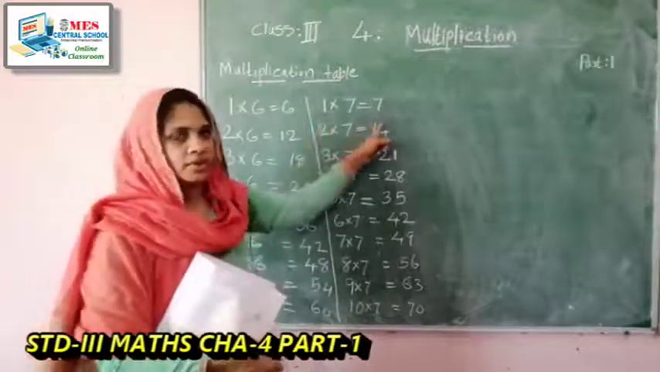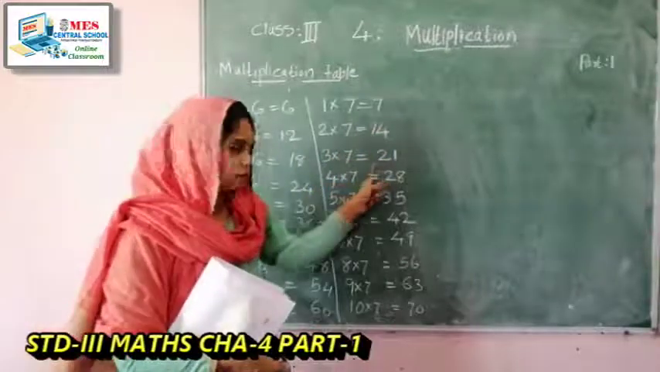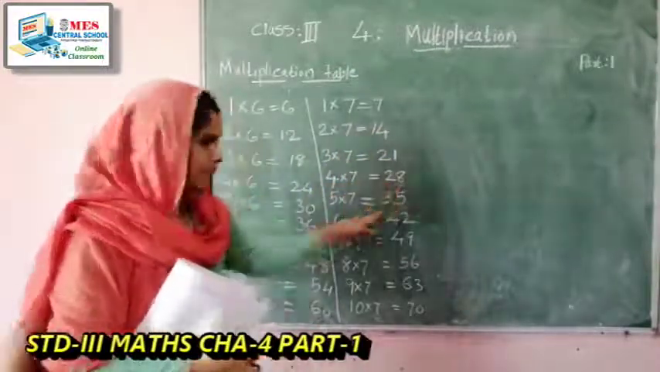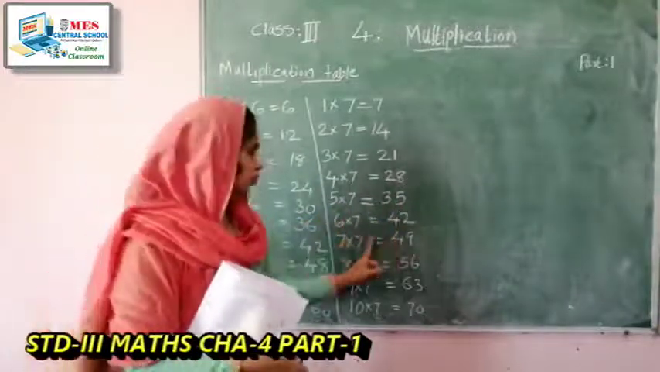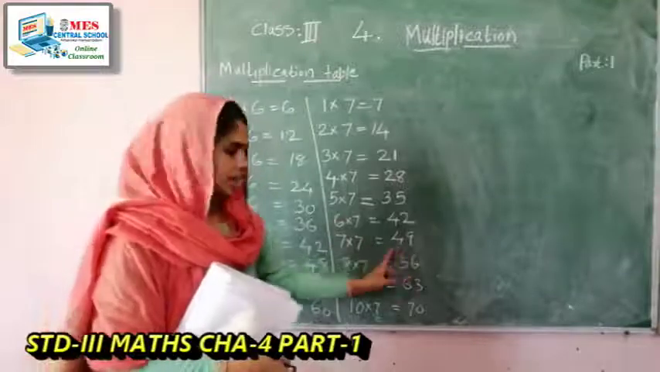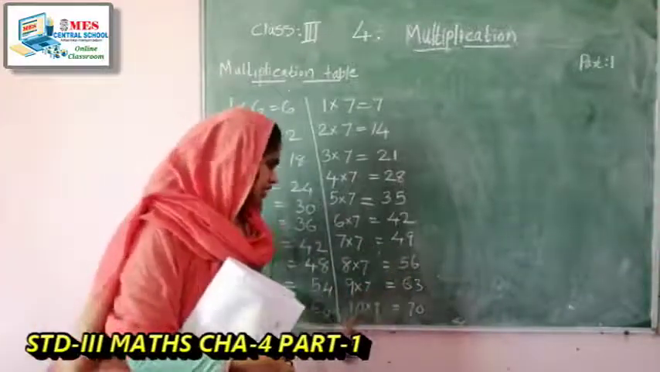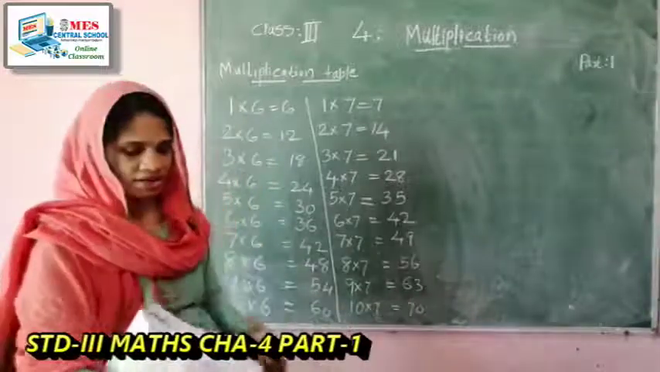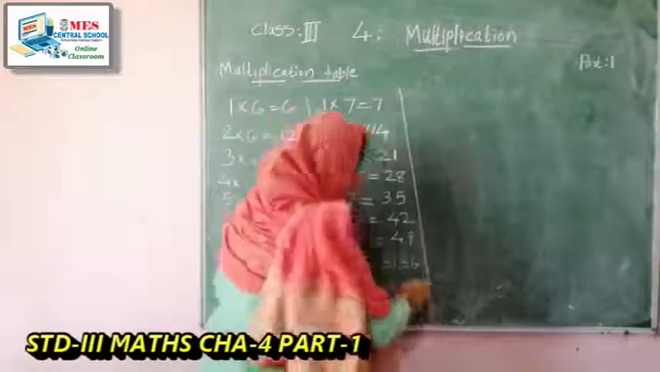1 7 7. 2 7 14. 3 7 21. 4 7 28. 5 7 35. 6 7 42. 7 7 49. 8 7 56. 9 7 63 and 10 7 70. This is the table of 7.